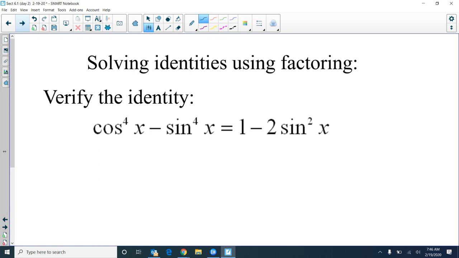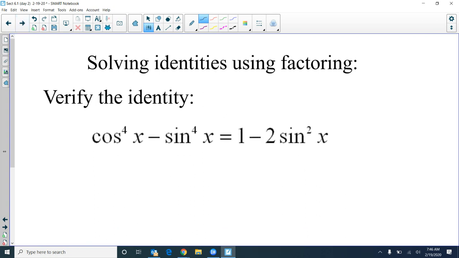All right, cosine to the fourth x minus sine to the fourth x equals 1 minus 2 sine squared. Well, what can you even factor out of that? Make sure you understand that. What can you even factor? The 1 on the left factors. What the heck is going on here?